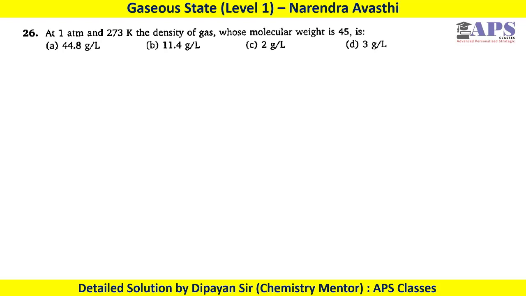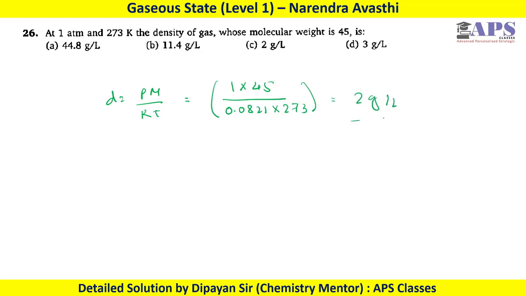In question number 26, at 1 atm and 273 Kelvin, find the density of a gas whose molecular weight is 45. So we can straight away use the formula D equals PM by RT, where P is 1 atm, molecular weight is 45, R is 0.0821 liter atm mole inverse Kelvin inverse, multiplied by 273, that is the temperature. This solution will give 2 gram per liter as the density. So option C will be the correct option.